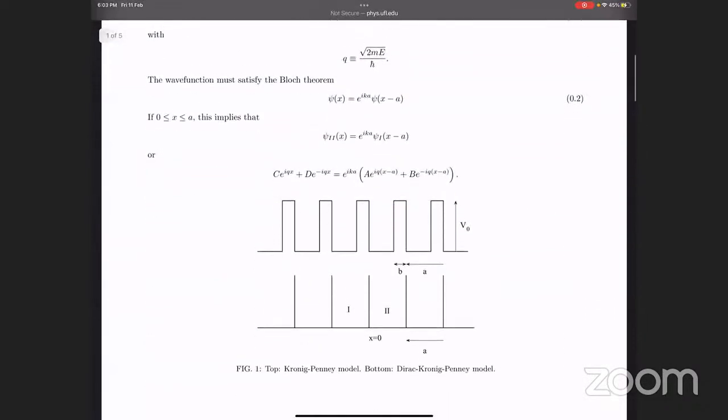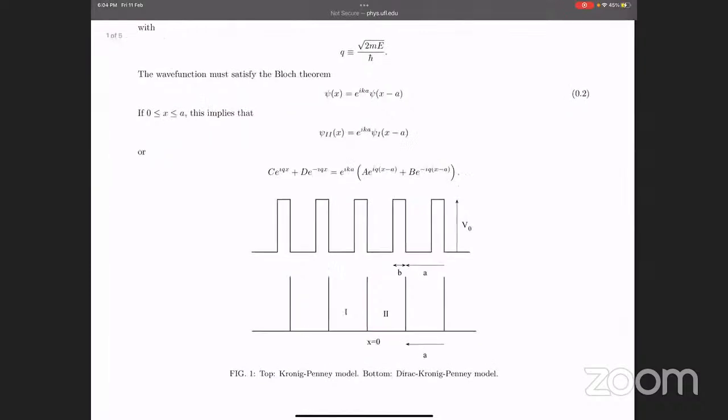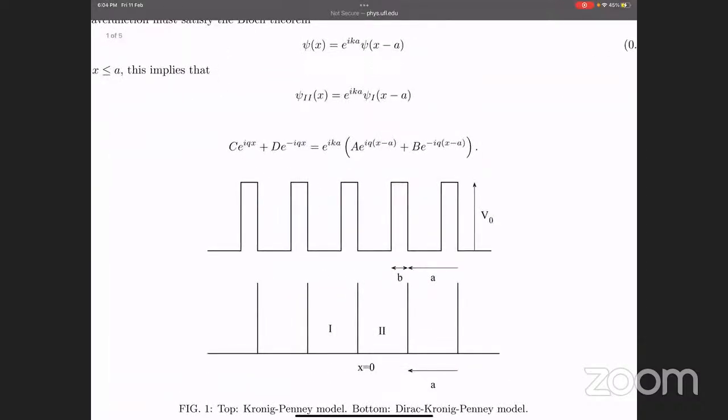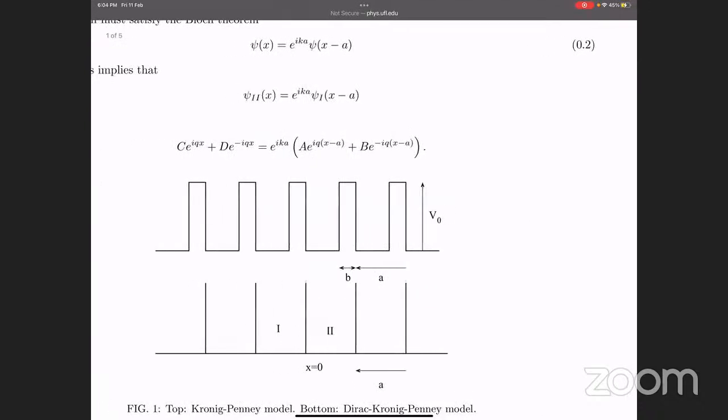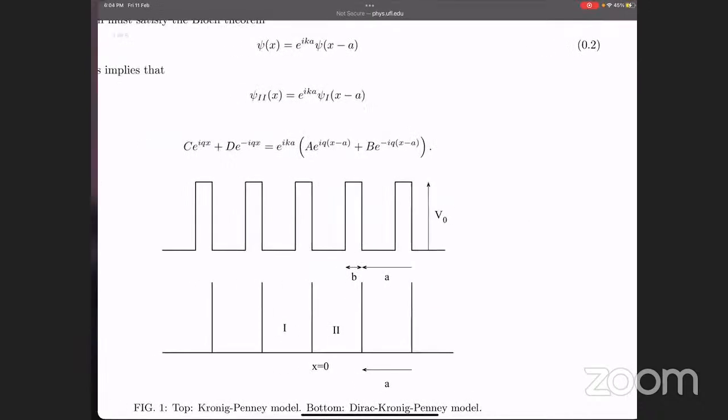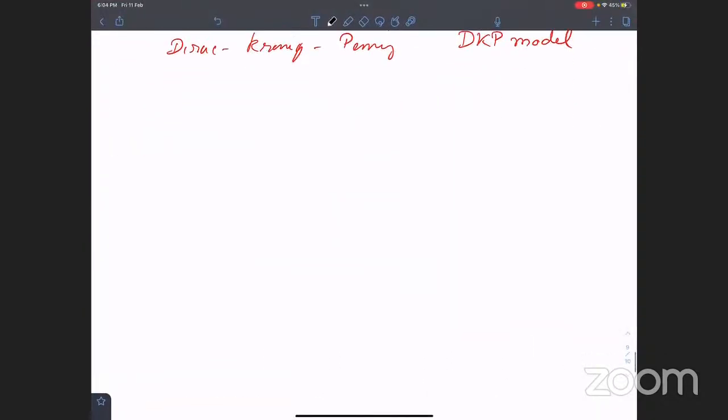So let us think about how we went from a Dirac-Kronig-Penney model to a Dirac-Kronig-Penney model. Let me show you that first. So imagine our atom is like this, right? I just showed you that it's a bunch of potentials like this.